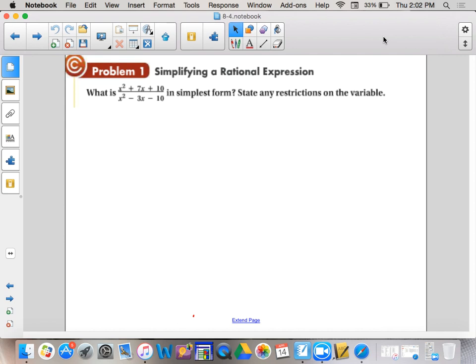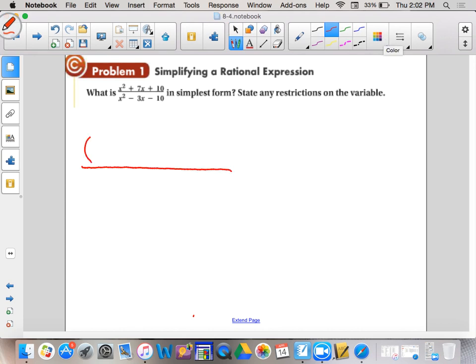Well, if I have a quadratic expression and I want to simplify it, all I have to do is make sure I have my factors. So I'm going to factor the top and the bottom. The top is x squared plus 7x plus 10. I need two numbers that multiply to get 10 and add to get 7: 5 and 2. So x plus 5, x plus 2. I have my top factored out.